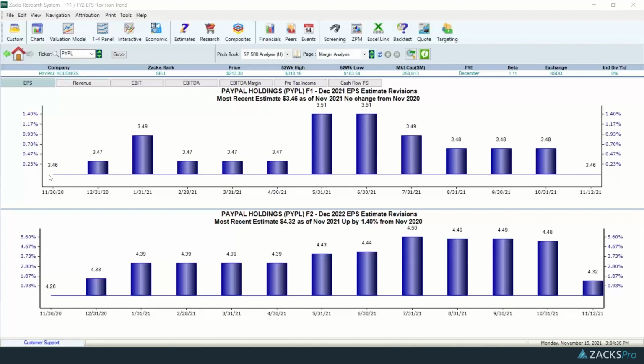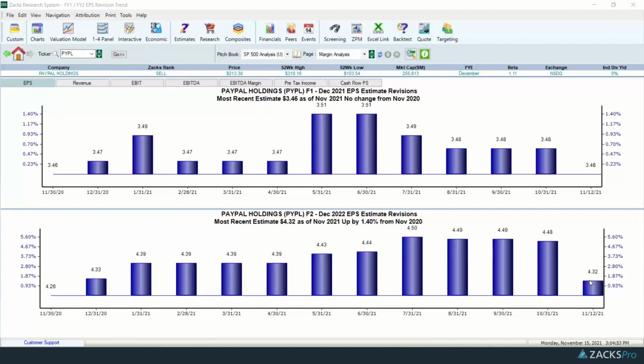It's literally coming in at 0. So the estimate for December 2021 a year ago was 346. It's still 346 this time this year, okay? That's what that's telling us. Same thing for F2. It's only up 1.4, and you can see that it's actually trended down, okay?